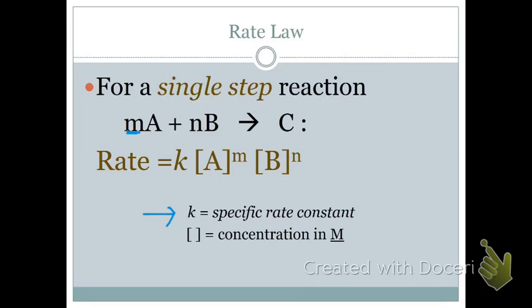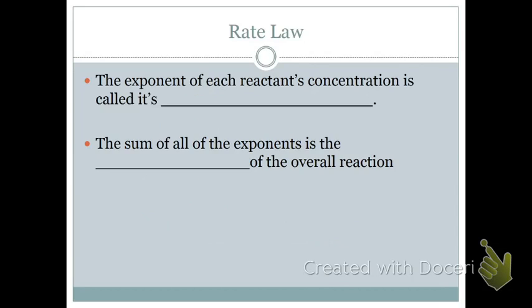Wait, so what are A and B again? Your reactants. Yeah. Your products do not appear in the rate law that we're doing. Okay? So the exponent of each reactant's concentration is called its order. And the sum of all the exponents is called the order of the overall reaction. And so we'll show you an example.